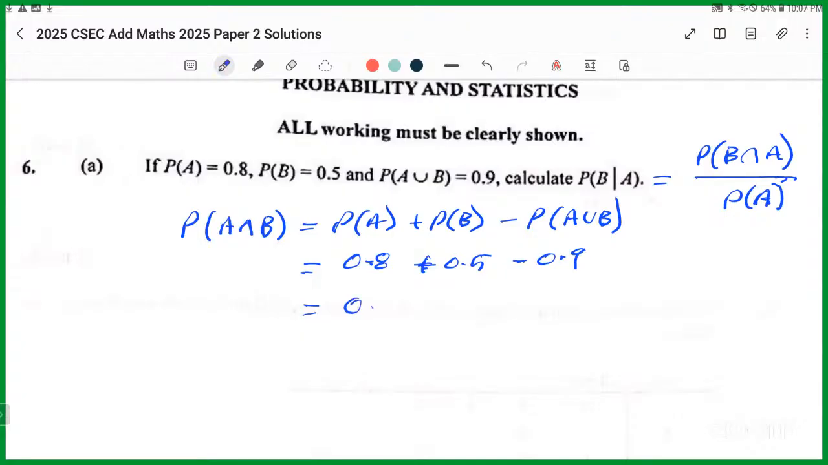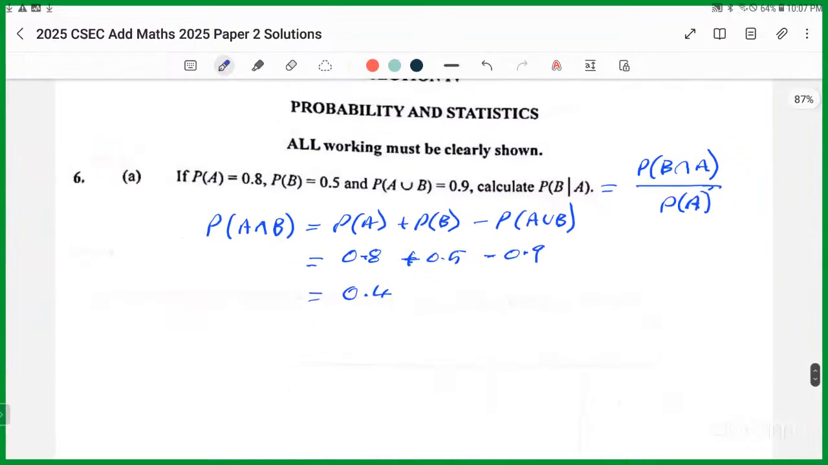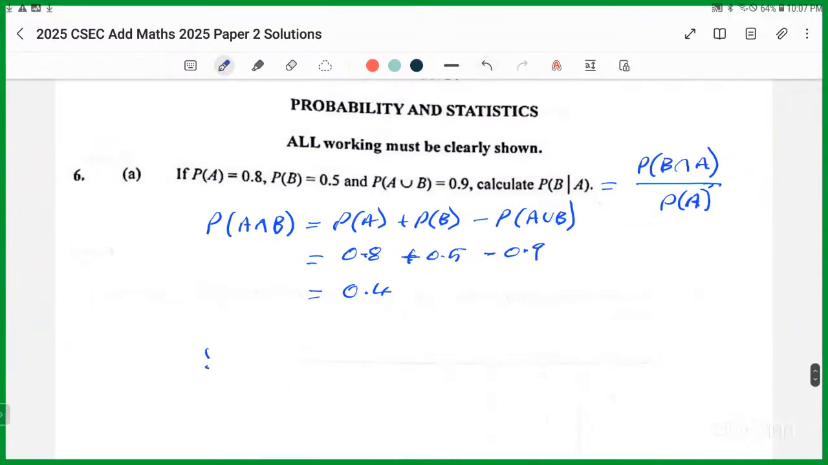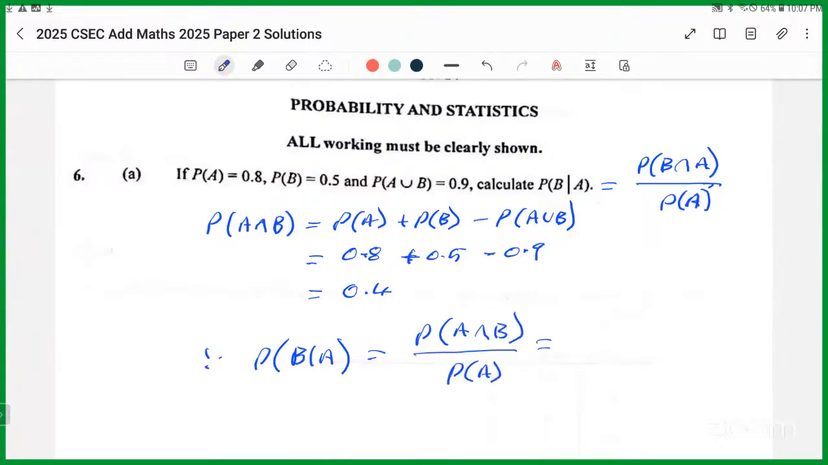That's 0.4 probability of intersection. So this now becomes the probability of B given that A has occurred, which is equal to the probability of B intersect A, or A intersect B, same, over the probability of A. That becomes 0.4 over the probability of A, which is 0.8, which is equal to half, or 0.5.